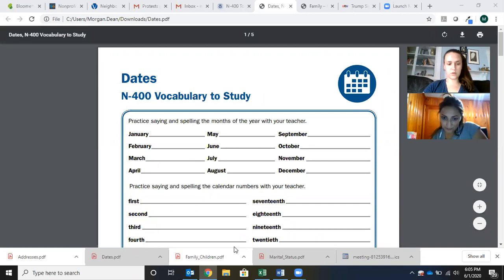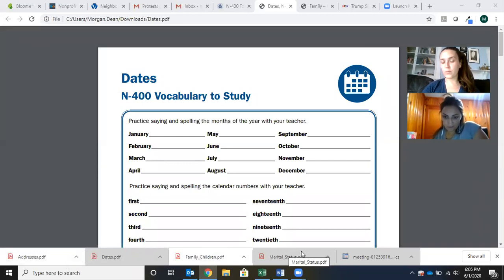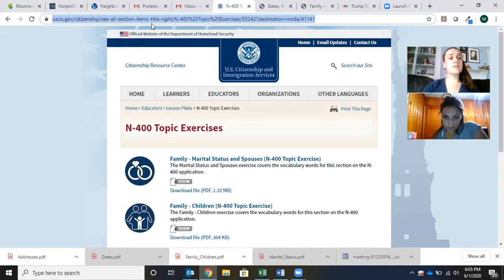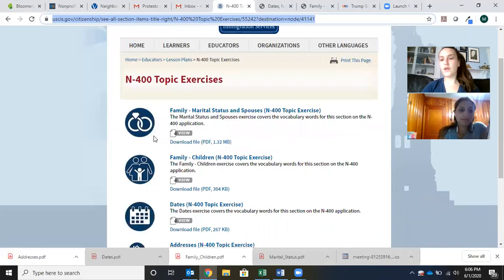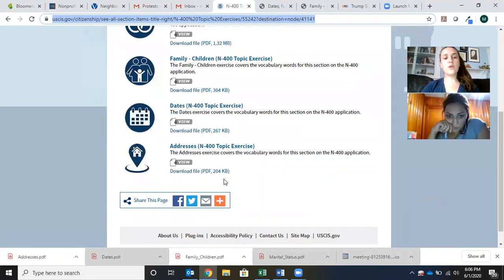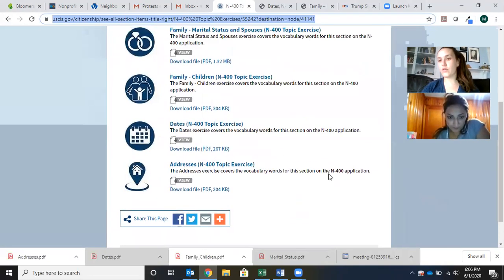So first off, I just want to show you down here that we have more forms than we're going to work on available for you to go through. If you go to USCIS.gov, you click through a bunch of stuff and you come to these N400 topic exercises. I can send you this link so that you can look at the website yourself, because there are a couple we've gone over. We've already gone over the family with marital status as well as children, and we've gone over addresses before. I know that you know all that information.